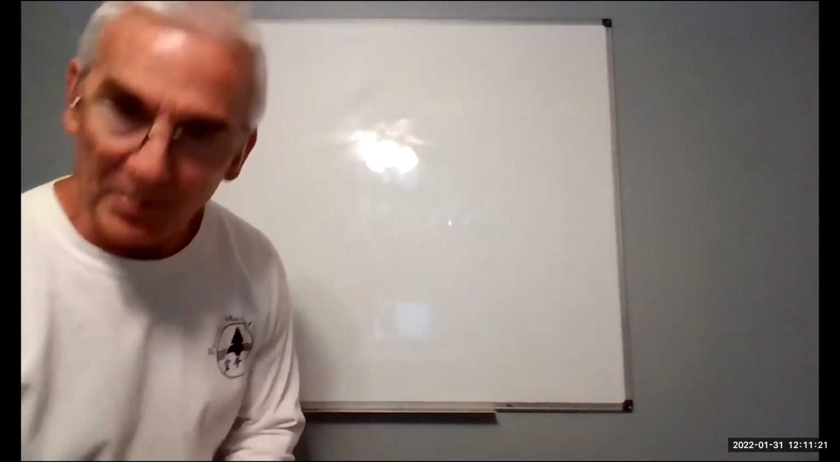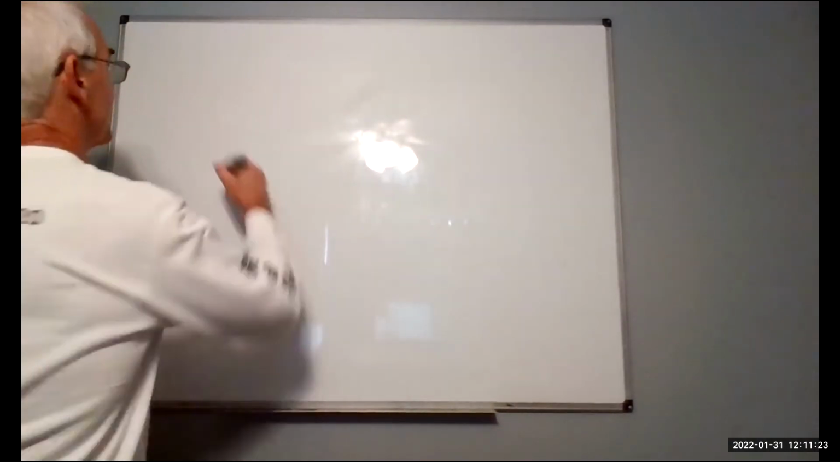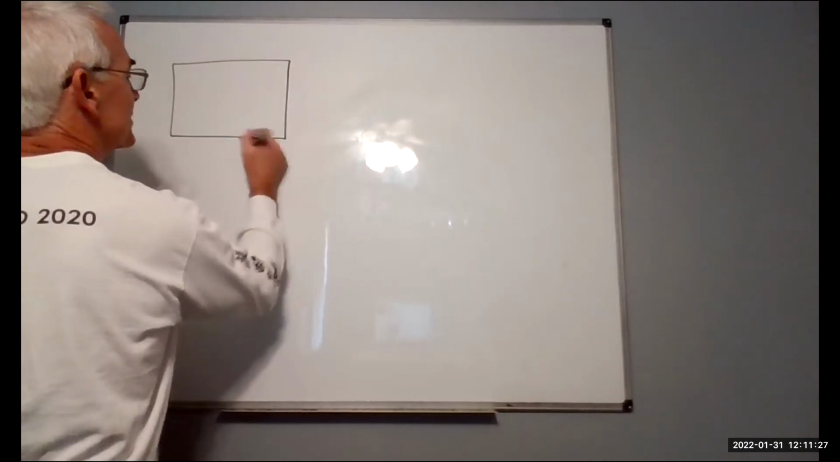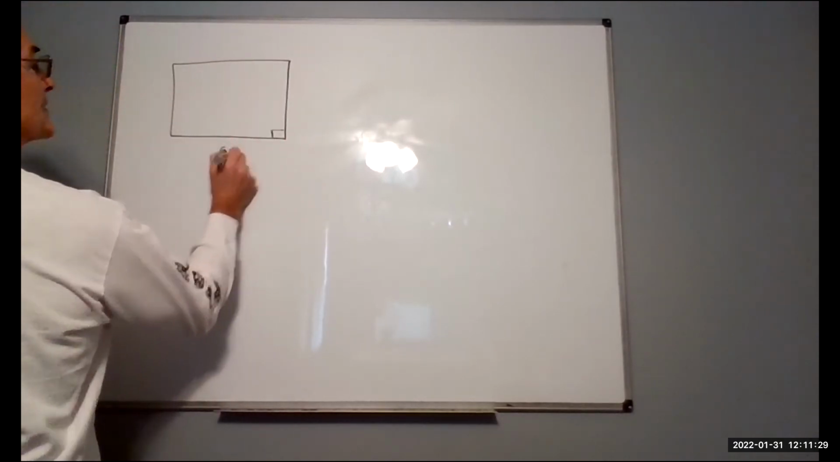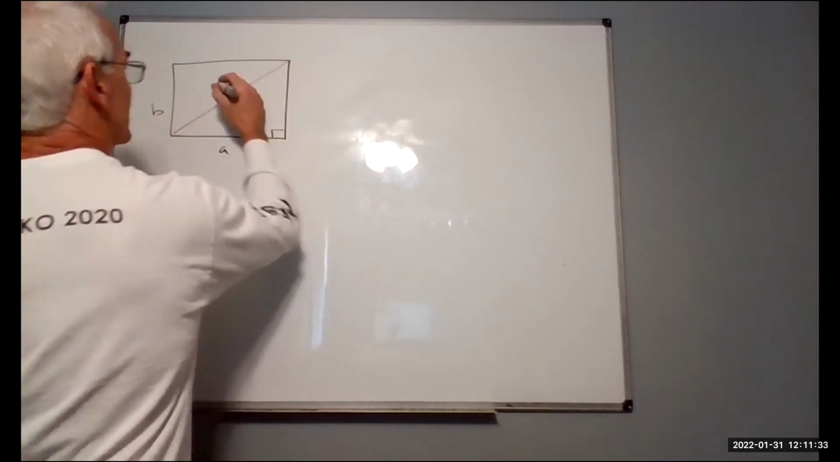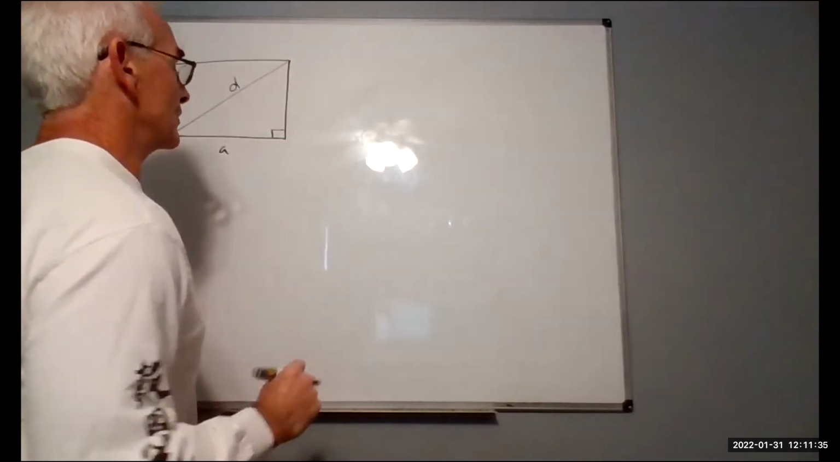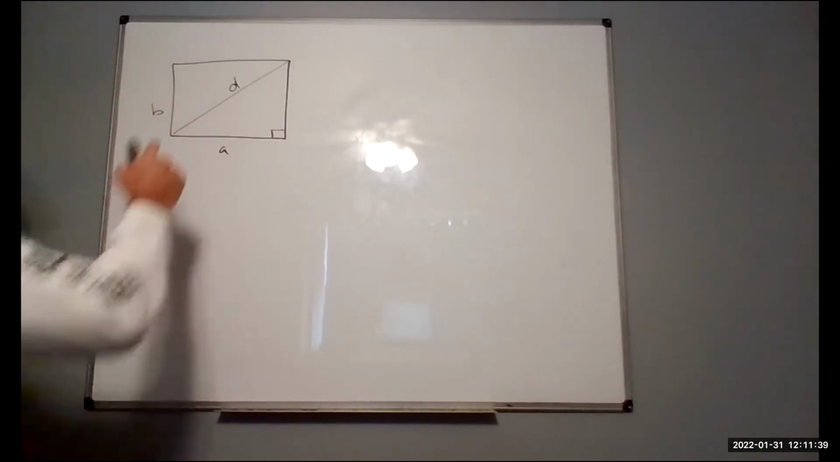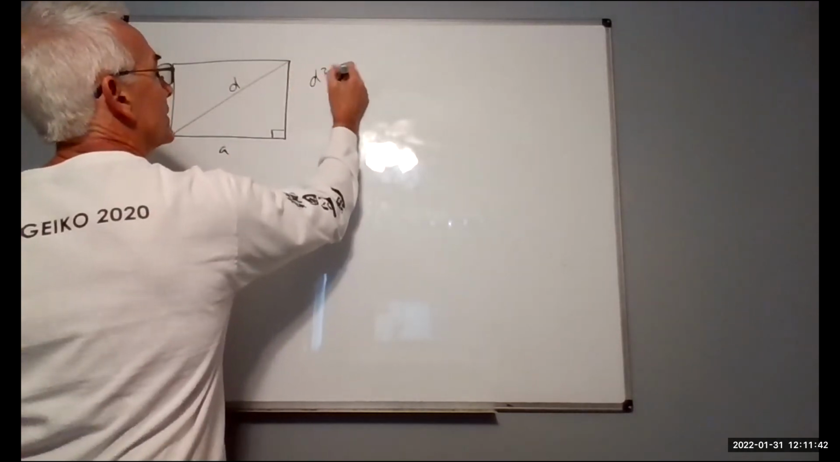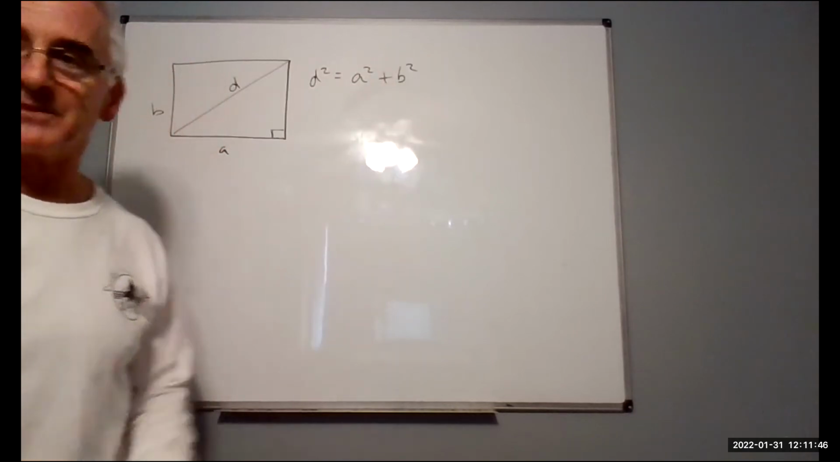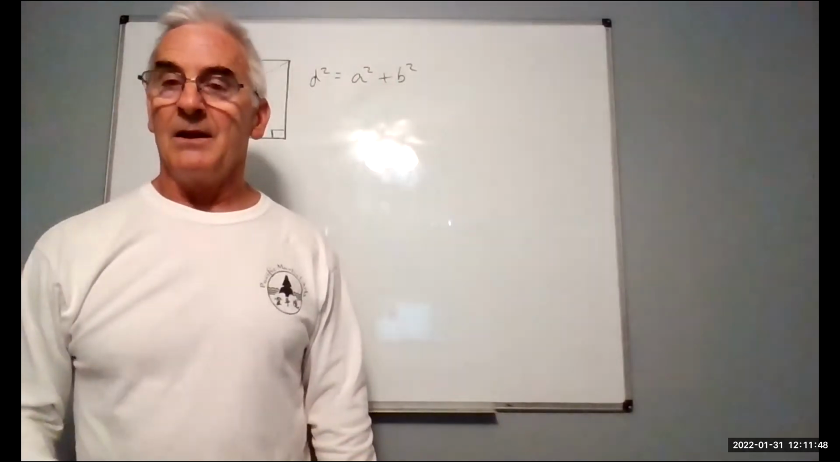I know the Pythagorean theorem. I'm not asking you to prove the Pythagorean theorem. I know the Pythagorean theorem. Let's suppose this is a rectangle. This is side A, this is side B, and I would like that length. Let's call that diagonal D. I know that this is a simple Pythagorean theorem. I know that D squared equals A squared plus B squared. I have no doubt about that. That's a piece of cake.